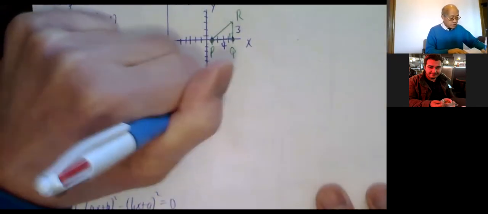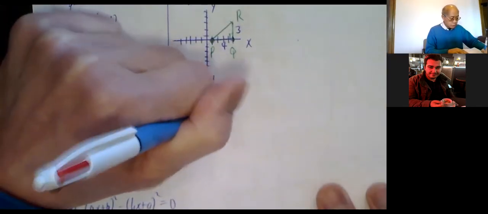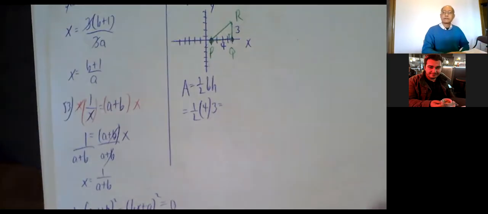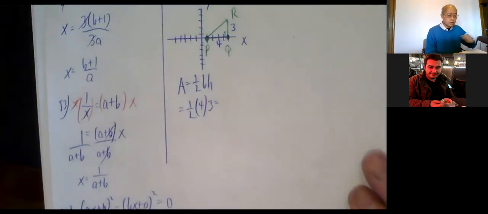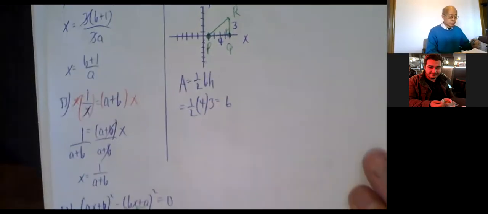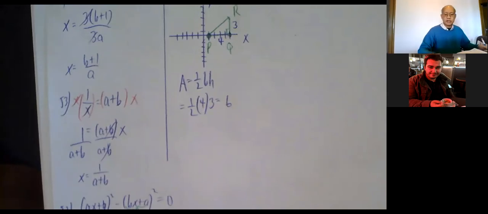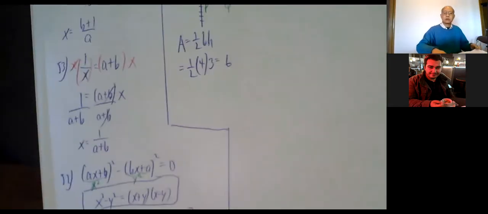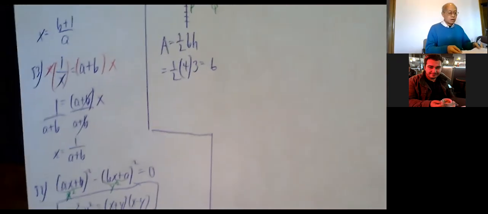All right, so 1/2 4 times 3. Half of 4 is 2. 2 times 3 is 6. So the area is 6. Square units, they don't tell me if it's square meters or miles or whatever, so just leave it at 6. That's good enough. Okay. All right, so that wasn't too bad.